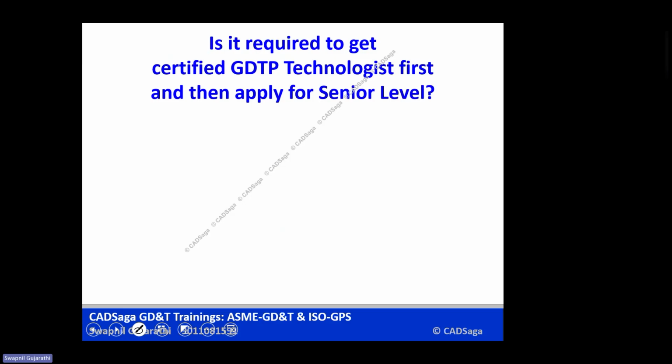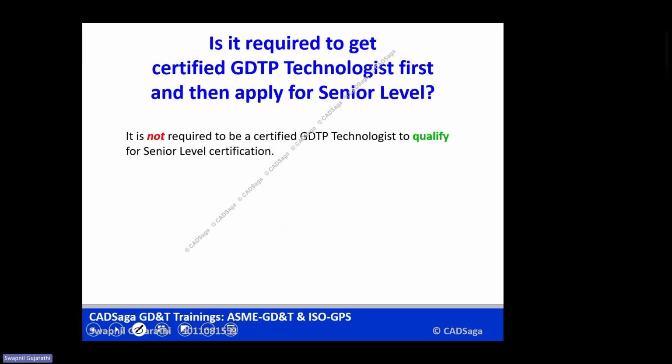Now, is it required to get certified in GDTP technologist first, as I discussed? Absolutely not. You can directly apply for the senior level exam if you have 5 years of experience in the GD&T field, maybe in manufacturing, quality, supplier base, or design department. Any department is fine. No need to have only design experience. You only need to be associated with GD&T. You are getting a benefit, or maybe sometimes you also struggled with GD&T. Anything and everything counts here.